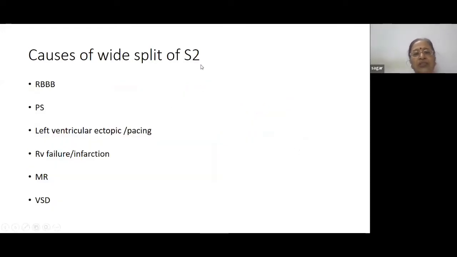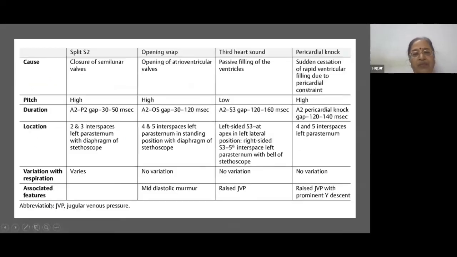Now, if you look at the causes of wide split, there are many. RBBB, because the right ventricle takes a longer time. PS, because there's an obstruction. Left ventricular ectopic or pacing, because it's like an RBBB. Right ventricular failure or infarction, where the RV takes a longer time to eject. And MR and a VSD, where the A2 can become early.